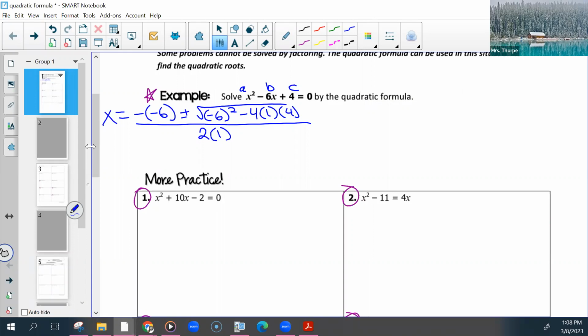From there, we just start to simplify. In each step, make sure you have x equals. So this would become a positive 6 plus or minus... negative 6 squared is what? 36, positive 36. You can multiply these three numbers at the same time, so it's negative 4 times 1 times 4. Would that be 16? Negative 16. So it's getting a little simpler, but not there yet. Subtract 36 and 16: 20.